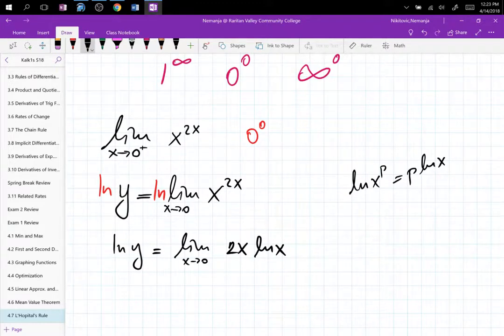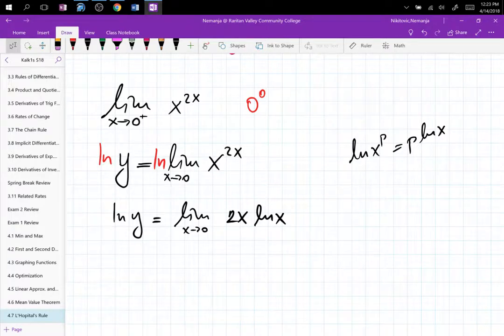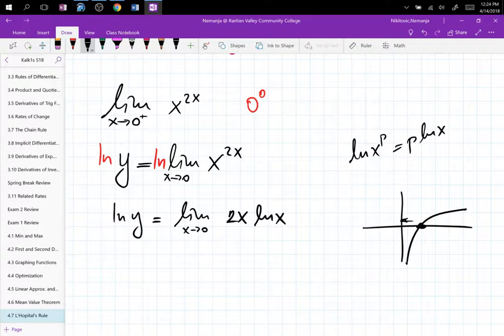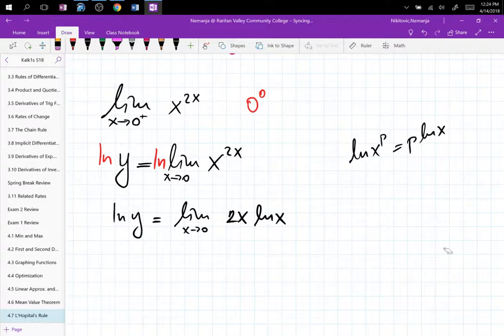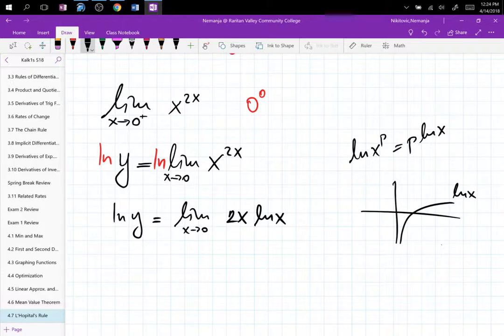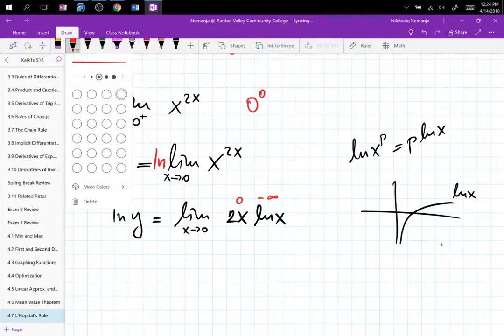So now, look at that. It's 0 times negative infinity, right? Because ln of 0 is negative infinity. If you know your ln graph, it's obvious. As you are going towards 0, you go to negative infinity. The graph's good. So the whole thing over here is 0 times negative infinity, which is 0 times infinity. And we know that we have to flip one of these guys.